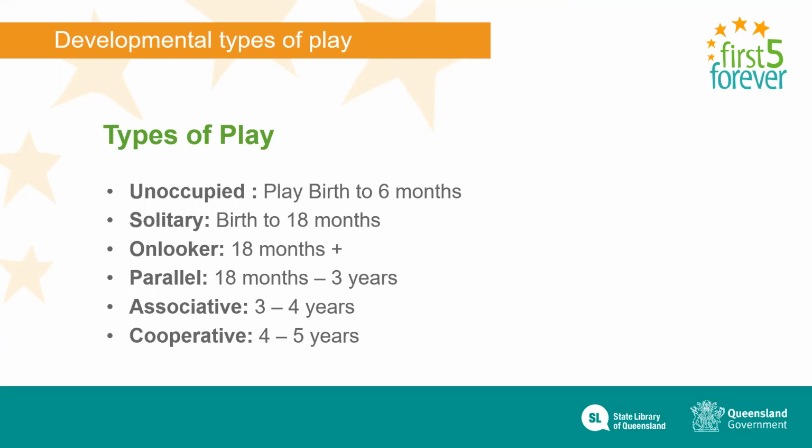The next type of play is solitary play, and it normally occurs from about birth to 18 months. And this is when a child plays alone with little to no reference to other children or what the adults are doing. The next type of play is onlooker play, and it normally happens from about 18 months of age. And this is when a child observes the play of other children. And they might not actually be playing themselves. And even though it's, I guess, a passive form of play, it's still really important because the child that is observing the children playing, they're still picking up on those social cues. What are the norms? What are the rules of that type of play?